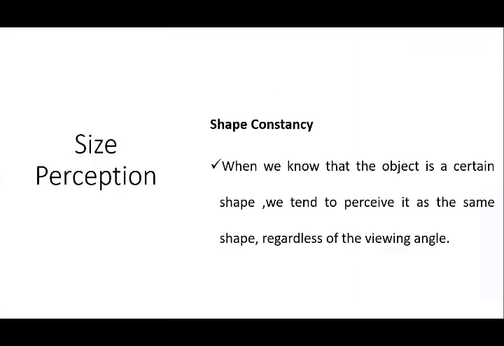Now the next competency is shape constancy. Shape constancy means whatever the size, whatever the viewing angle of an object, it's again the repetition of the same old principle which you have studied in the previous slides. As long as the geometrical details are the same, our brain will perceive the object as the same.